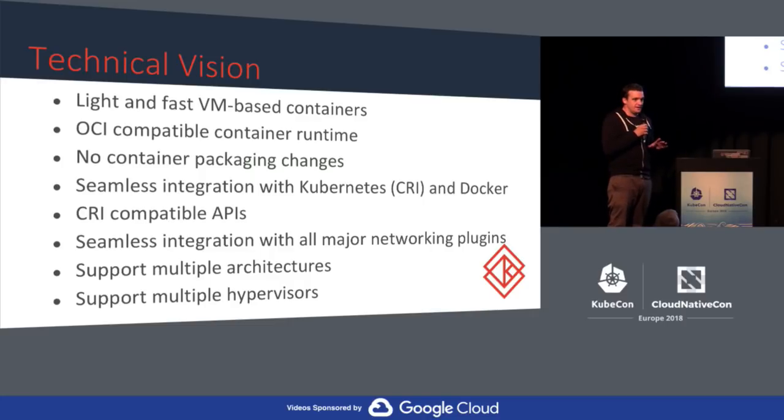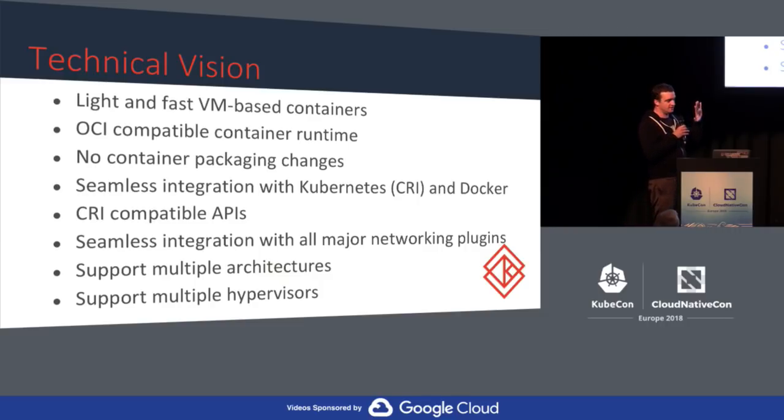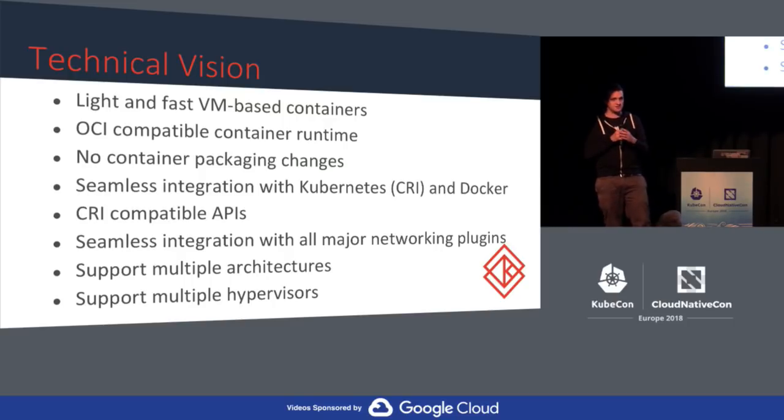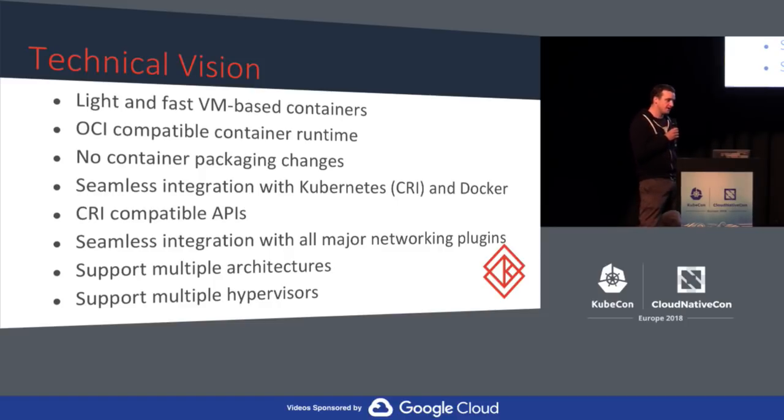We also provide a CRI-compatible API. So we integrate at the OCI level, and I'll talk a little bit more about this, but also at the CRI level. So you can use Kata containers not only as a runtime, but also as a library. You can implement your own Kubernetes CRI shim and call into the Kata container library to manage and create your containers as virtual machines. So you don't need to use the OCI binary that Kata containers provides to use the project.